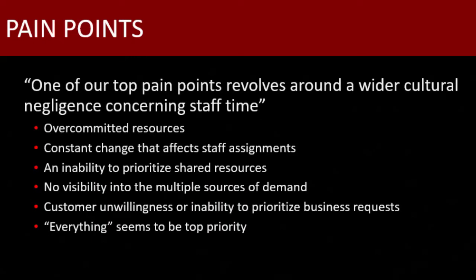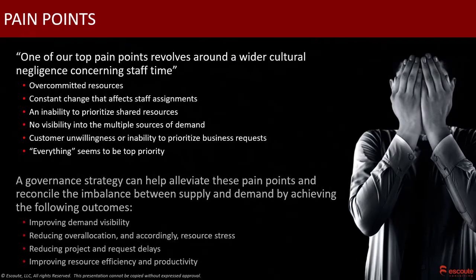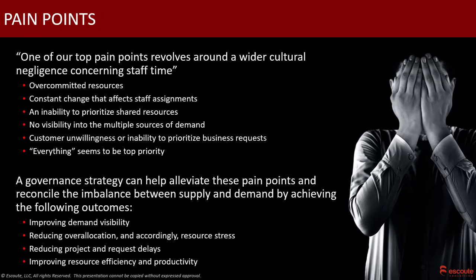Some of the key things they were dealing with: they are asking IT to prioritize their requests. And that's where we have the issue, because everything is a top priority. So therefore, a governance strategy. Remember, we talked a few slides ago about governance providing the direction and control. It can help us reduce over-allocating.